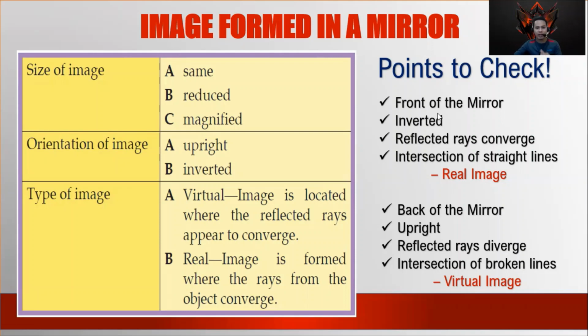Okay? And then, pangalawa, if the image is formed behind the mirror, or if the image is upright, meaning nagtindog, if the image is formed somehow where the reflected rays diverge, meaning nagbulag, and if the image is formed because of the intersection of broken lines, automatic that is virtual image.